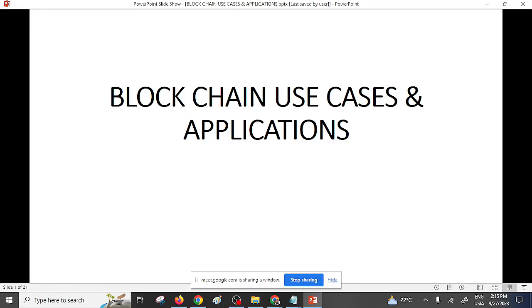So, blockchain use cases and applications, right? Based on our early understanding of what blockchain technology is, we should now bring on board our understanding of the various applications that actually rely on the use of blockchain.